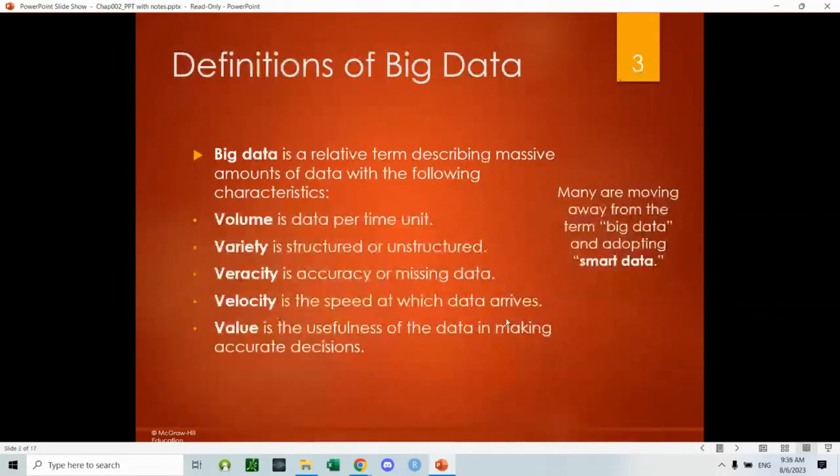Interestingly, the terminology is changing from big data and adopting smart data, probably because of all the smart solutions that we have these days from Alexa or Google enabled devices.